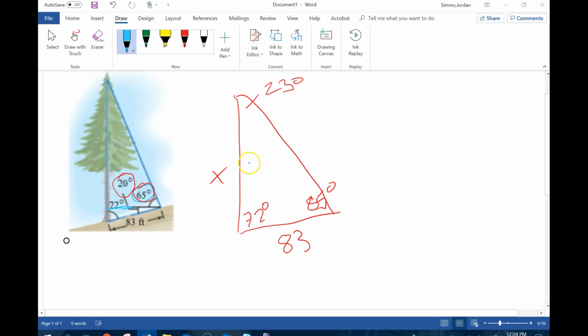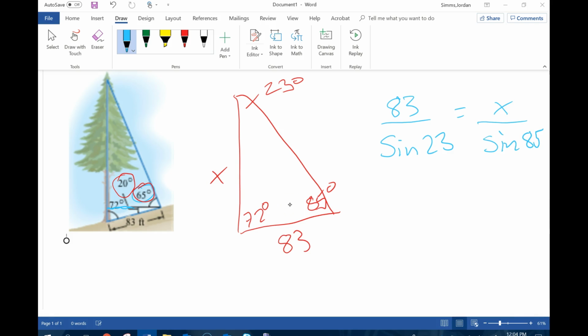Again, I could call this A, B, C or whatever, but basically here's my complete ratio, right? 83 and 23. So we could set up our law of sines as 83 over the sine 23, and make sure your calculator's in degree mode, of course. And that's going to equal our other ratio here, x over the sine of 85 degrees. Okay, so we can rearrange that, cross multiply, do what you got to do.